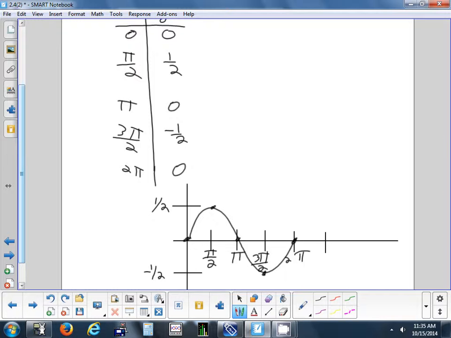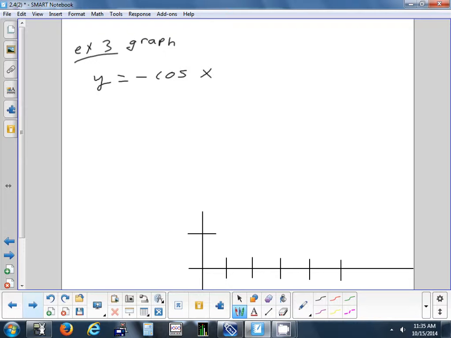All right, so let's try one more with amplitude that's a little different. y equals negative cosine x. First question I'm going to ask is just what is the amplitude of that function? Well, amplitude has to be positive, so 1. Yeah, the amplitude is 1. What's the amplitude of the original, just y equals cosine x? So 1. That's still 1.